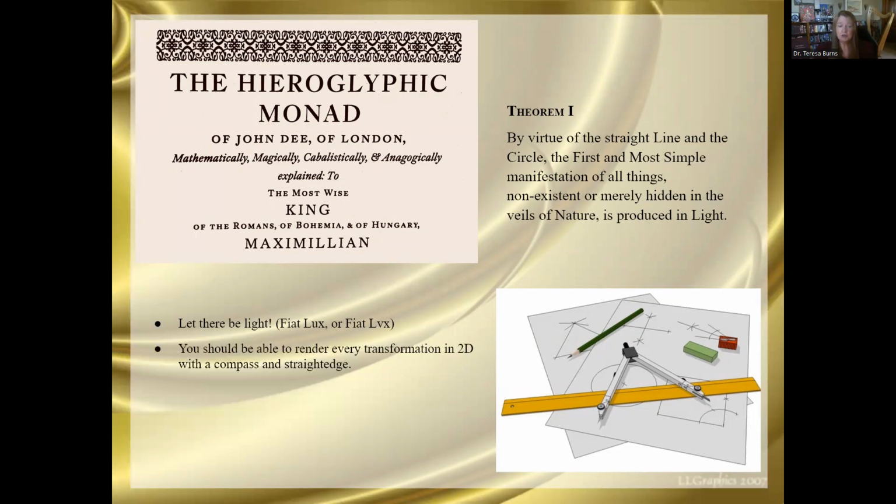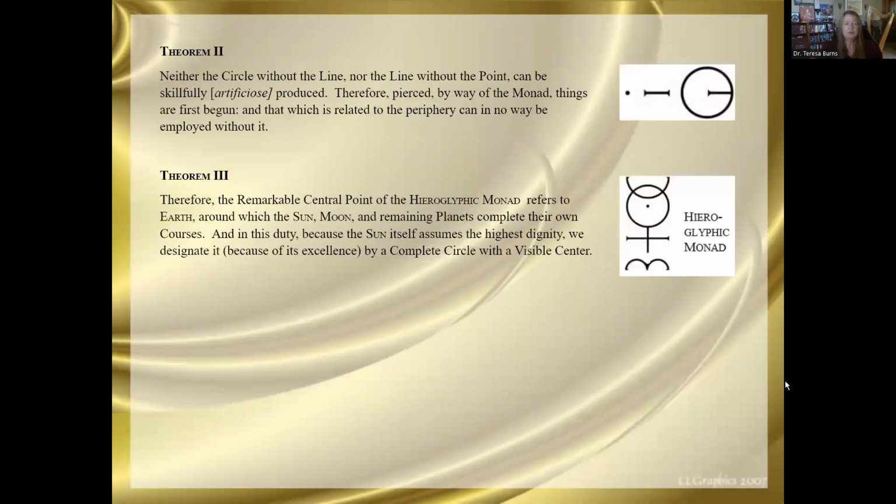I have this little picture here to remind you that every transformation should be something you can do in 2D using a compass and straight edge. And then you should be able to flip it to higher dimensions, like a sphere, a circle to a sphere, and also flip it around on its axis. We went through the first two theorems after that also.